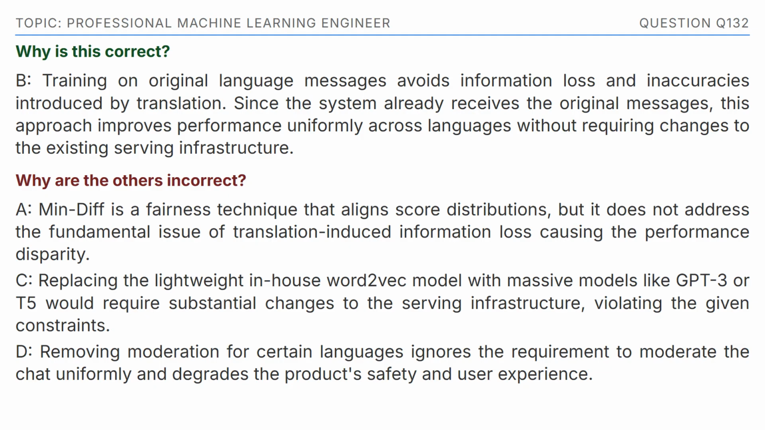Why are the others incorrect? A. Min-diff is a fairness technique that aligns score distributions, but it does not address the fundamental issue of translation-induced information loss causing the performance disparity. C. Replacing the lightweight in-house Word2vec model with massive models like GPT-3 or T5 would require substantial changes to the serving infrastructure, violating the given constraints. D. Removing moderation for certain languages ignores the requirement to moderate the chat uniformly and degrades the product's safety and user experience.